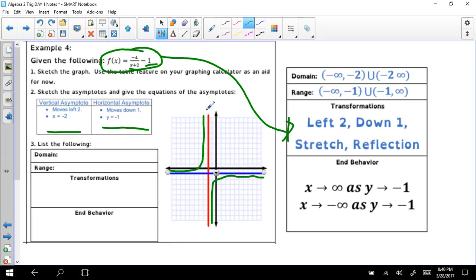If you hadn't noticed, vertical asymptotes have equations x equals something, horizontal asymptotes have equations y equals something. It just depends on the transformations. And that's pretty much it. So I've got my vertical asymptote, that's that red line, and your horizontal asymptote, that's that blue line. If you take a look at the curves here, the curves are in a different position, and that's because of the reflection.